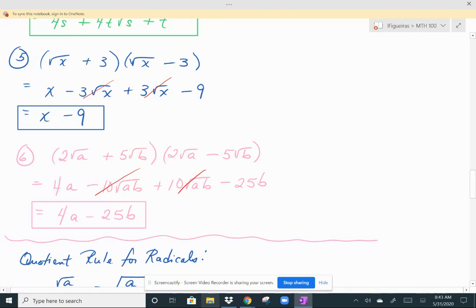So if you recognize the conjugates, a shortcut is just to do first and last, and you get this answer. You can skip outer and inner because they cancel anyway.